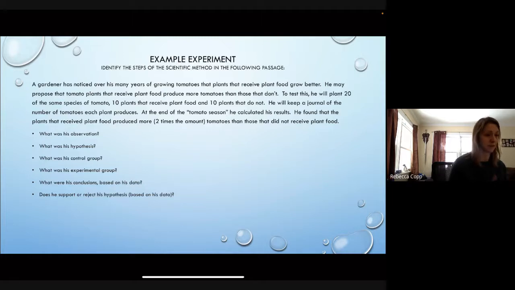He could revise this a little bit, change the numbers, and run this experiment again to see if he gets the same results and conclusions. This is kind of like a real basic one, but it's just so that you can pull out those parts of the scientific method.